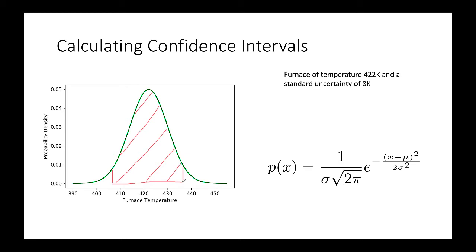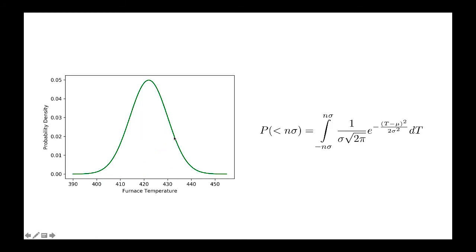Okay, so how are we going to do that? Well, as you know, to find the area under a curve, you have to do an integral. So what we're doing here is the integral for a certain distance either side of the centre. So from minus n standard uncertainties to the bottom, and plus n standard uncertainties to the top, and we're going to integrate just the normal distribution. So we're going a certain number of standard errors this way, and a certain number of standard errors this way, and we want to integrate over that.